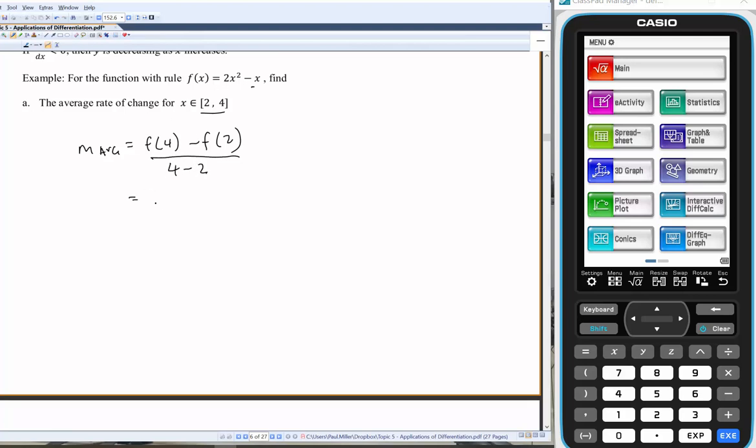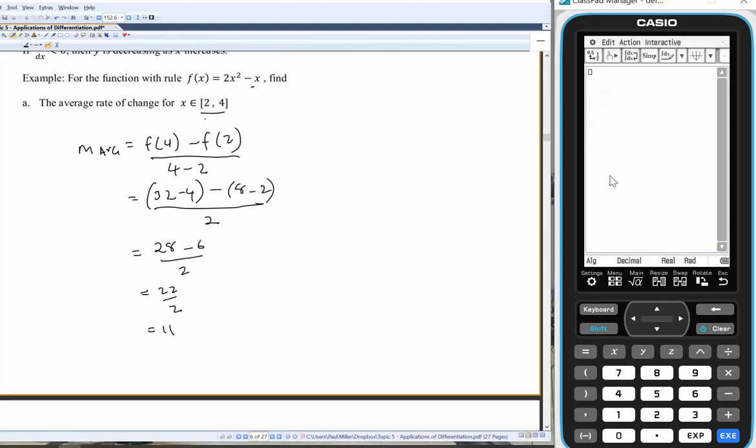Okay, so f of 4 is going to be 4 squared is 16, 32, 32 take 4, take away f of 2, which is going to be 8 take 2, over 2. That's going to be 28 take 6, all over 2, 22 over 2, which is equal to 11. So the average rate of change between these 2 points is going to be 11.